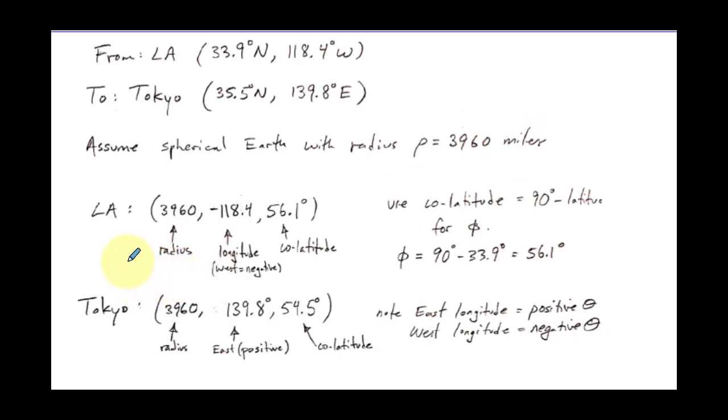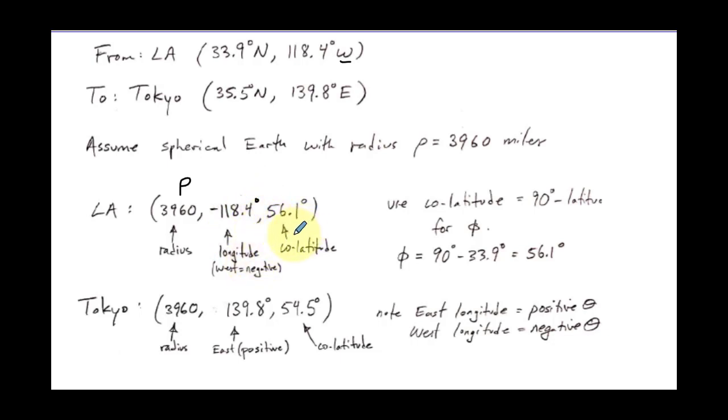So in spherical coordinates, what I would do is start with the rho at 3960, and then I find the longitude, but because it was west, the longitude I'm going to use in my spherical coordinates to distinguish between west and east, I'll use pluses and minuses, and so everything to the west I'll make negative, so it has to be negative 118.4 for the angle, and this is degrees.